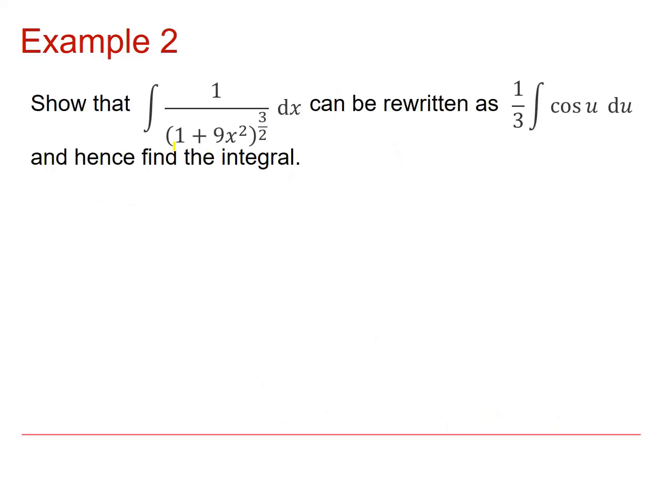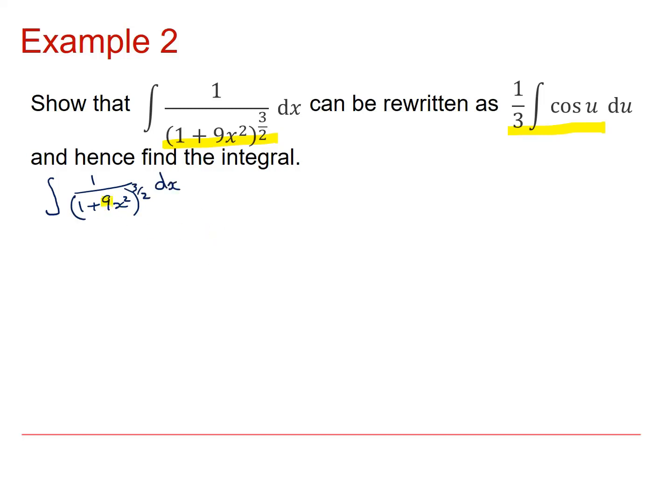Okay, so in this example, I've got an integral written here, and I want to rewrite it here. There's obviously some type of substitution gone on, so I need to work out what that substitution needs to be. Starting with our original integral then, I'm going to get the integral of 1 over 1 plus 9x squared to the 3 over 2 dx.